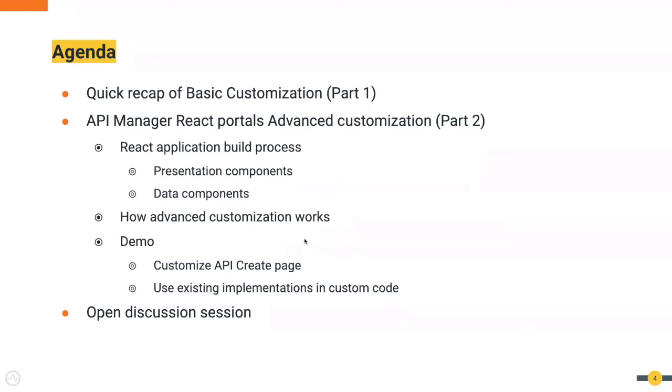In today's session, we will be talking about API Manager React Portals advanced customization, which is part two of this series on customizing the API portals. Under that topic, I will discuss the React application build process in the API Manager portals, and we'll go through the presentation component and data component layers, and then move on to how this advanced customization works, basically its structure.